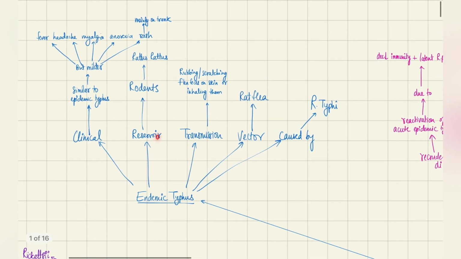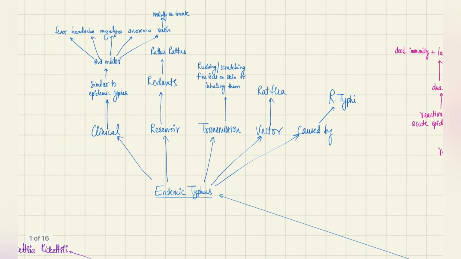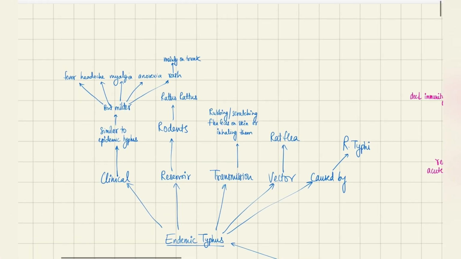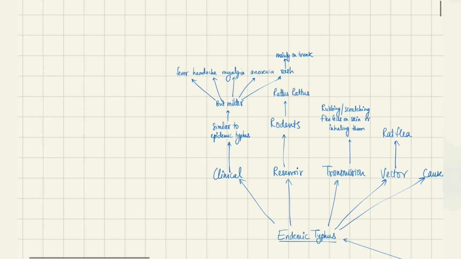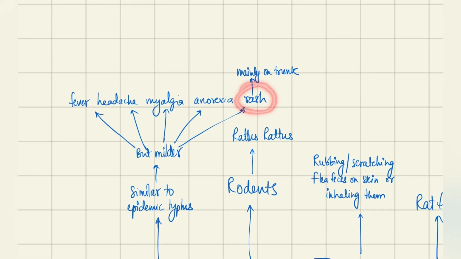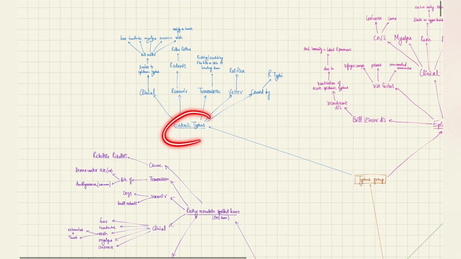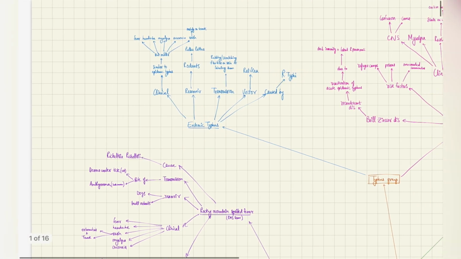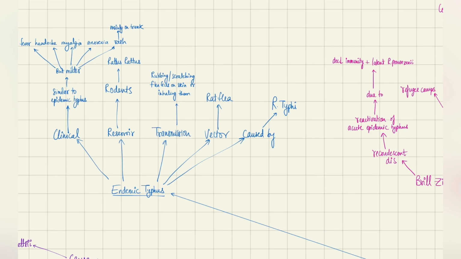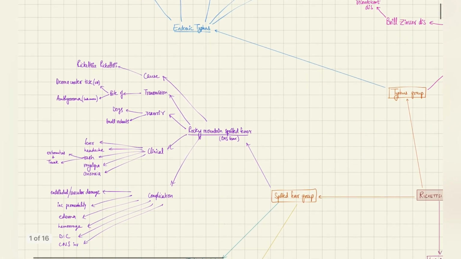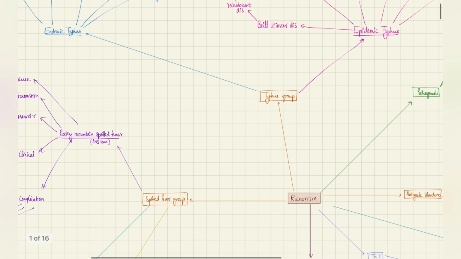So the reservoir is rodents. And finally, the clinical manifestations are similar to epidemic typhus, as I mentioned, but they are milder. What are these? Rash, mainly on the trunk, anorexia, myalgia, headache, and fever. See, there's a clear correlation between the two. So keep modifying them. So this is endemic typhus, characteristically caused by Rickettsia typhi. The vector is the rat flea, and the reservoir is Rattus rattus. Let's proceed. This concludes the typhus group.